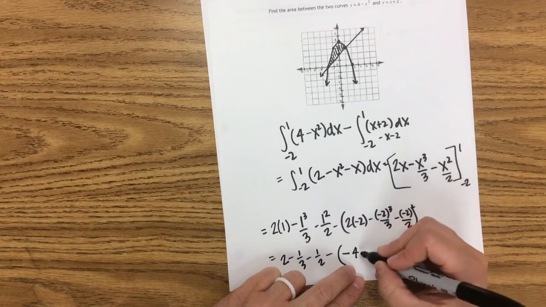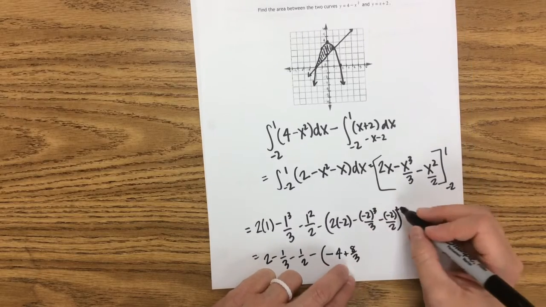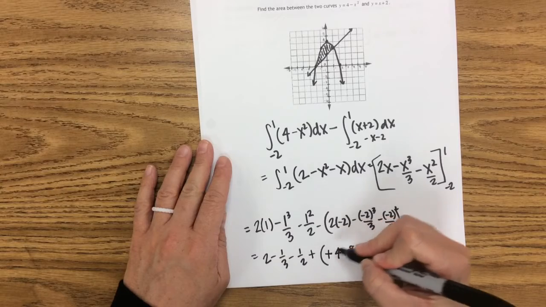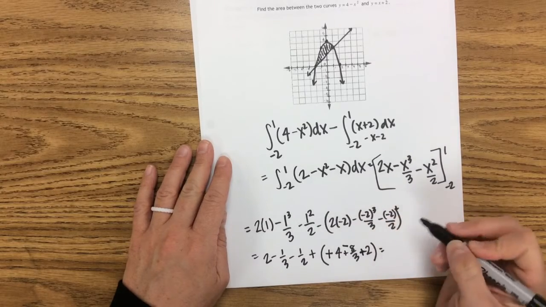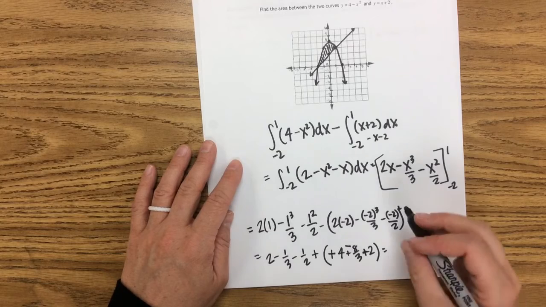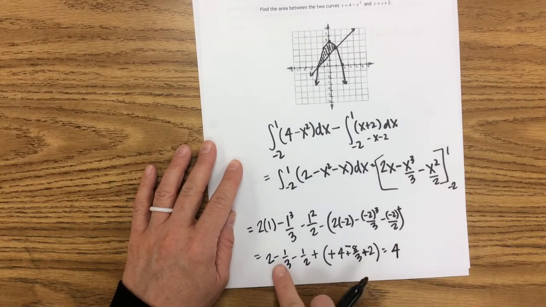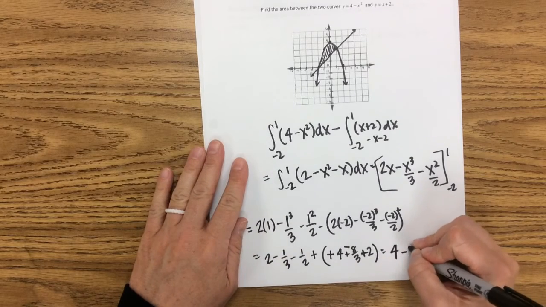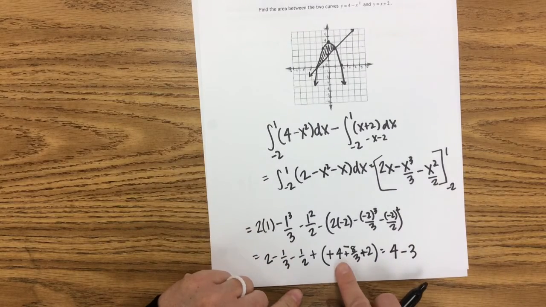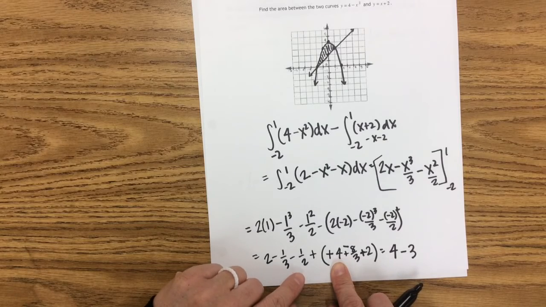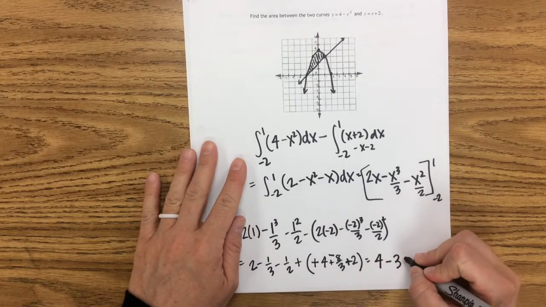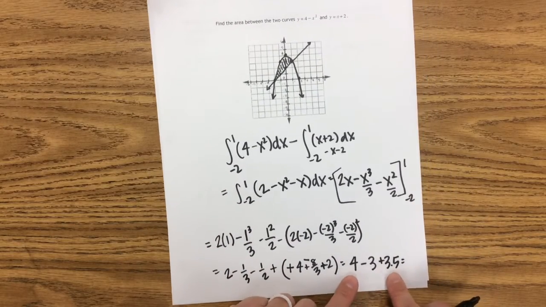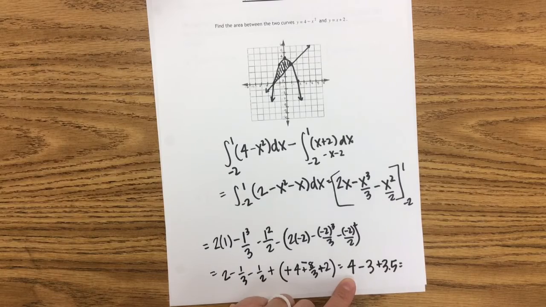Here it looks like I would have a positive 8/3. Here it looks like I'd have a minus 2. So I'm going to distribute this negative, and now I'll combine my like terms. I've got a 2 and a 2, which would be 4. Negative 1/3 and negative 8/3 would be negative 9/3, which is negative 3. And then I've got that 4 and that negative half, so that'd be plus 3.5. So I've got 7.5 minus 3, which would be 4.5.